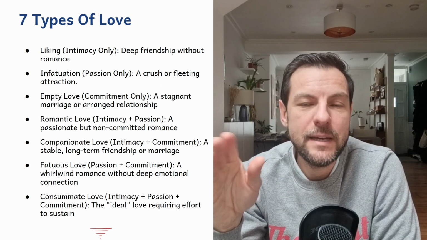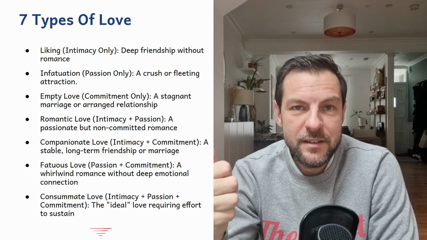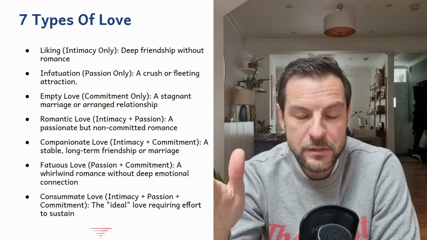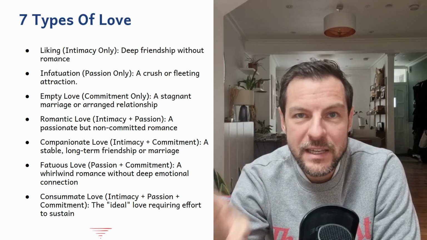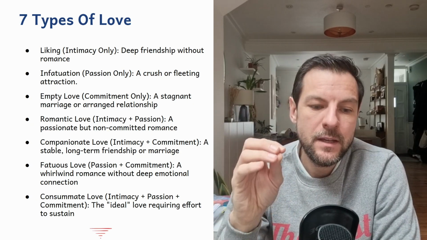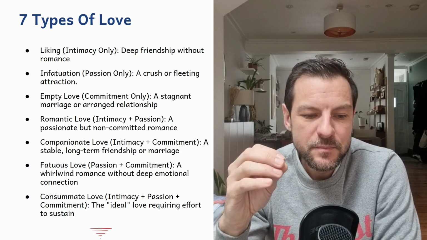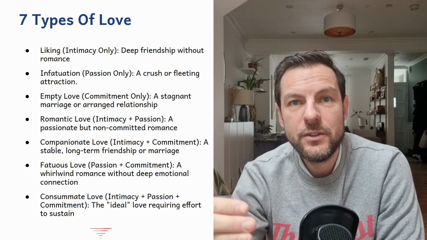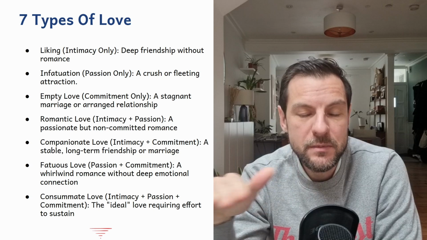So I'm going to list out the 7 types of love and explain. When you only have intimacy, it's a liking sort of relationship. That could be deep friendship, but without the romance. Infatuation is passion only. Usually the beginning of any romantic relationship is like this. It's a crush, something short-lived. Then you have empty love. It's usually when it's one-sided, or when you have a long-term relationship but you take your partner for granted and become complacent. The marriage or relationship becomes stagnant.